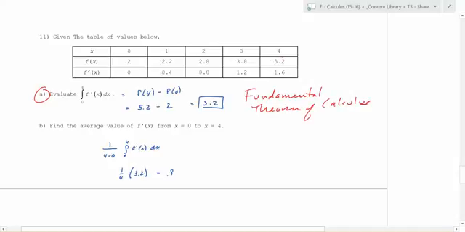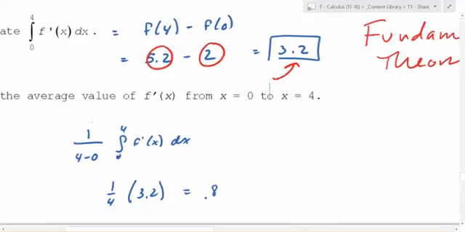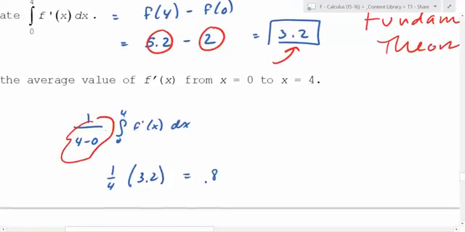You had to take the table, so you did 5.2, which is right there. And then you had what else? 2, which is right there. So you're estimating, and that estimate with that table of values is that the area under the curve is 3.2. That's the estimate. So how do you find the average value from 0 to 4? It's the integral times what? Remember you did this a bunch of times? 1 over b minus a.